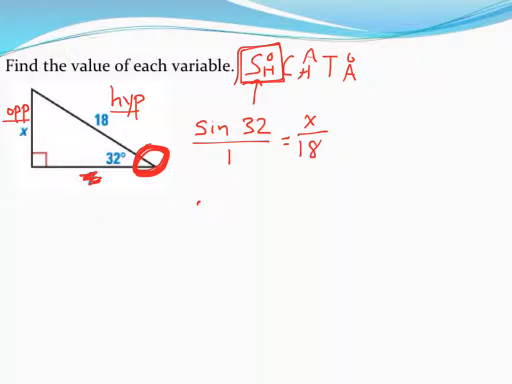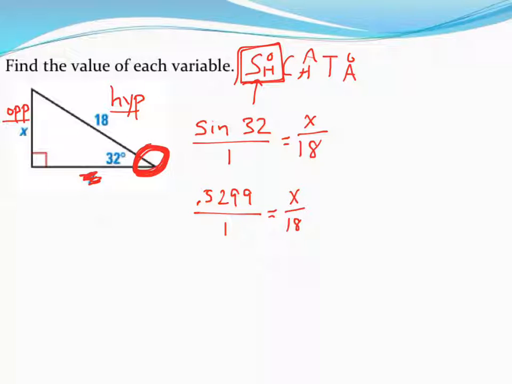I'm getting 0.5299. If you round that differently, well, you shouldn't. It should just be 0.5299. If you're not getting that, though, you might be in the wrong mode, so check that you're in degree mode, not radian mode. And then equals x over 18.